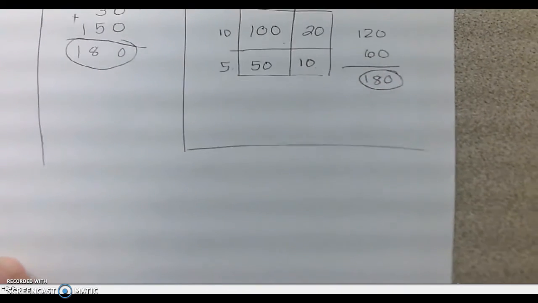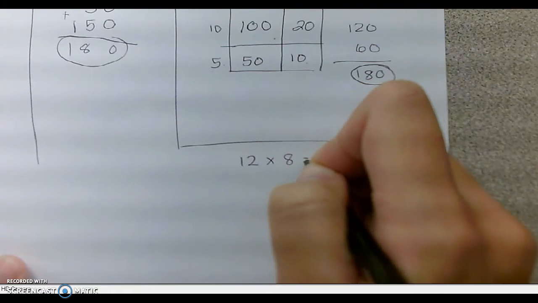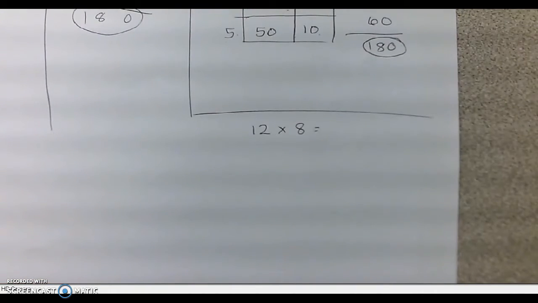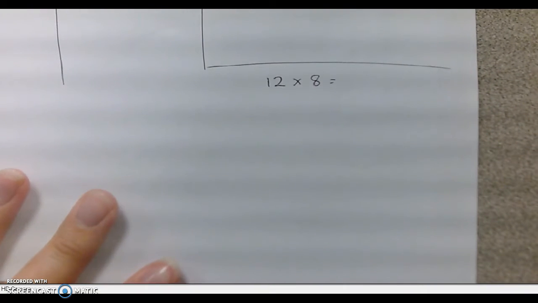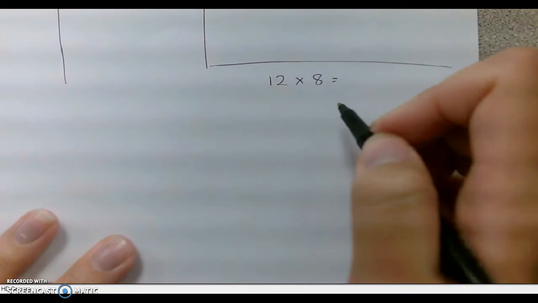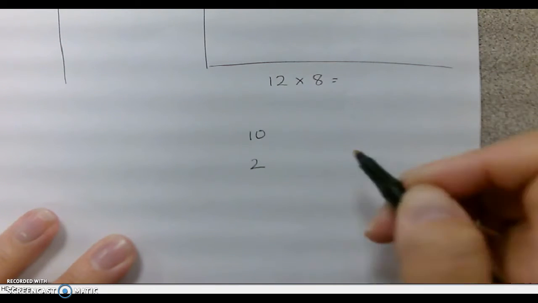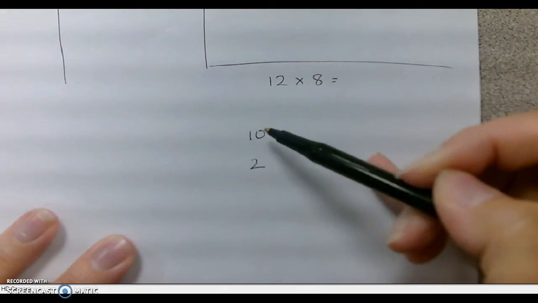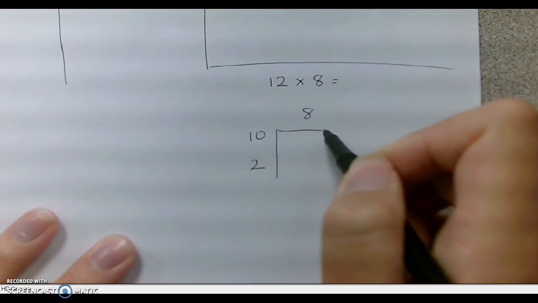So if I had the numbers 12 times 8, and you guys should know this because it's a multiplication fact that you should have learned in 3rd grade and 1st quarter of 4th grade. But if you forget, you can use area model to help you. So I'm going to pull apart the 10 and the 2 for the 12. I'm going to pull apart the 12 to make 10 and 2. And then I'm just going to have an 8 up here. So it's going to look like this.